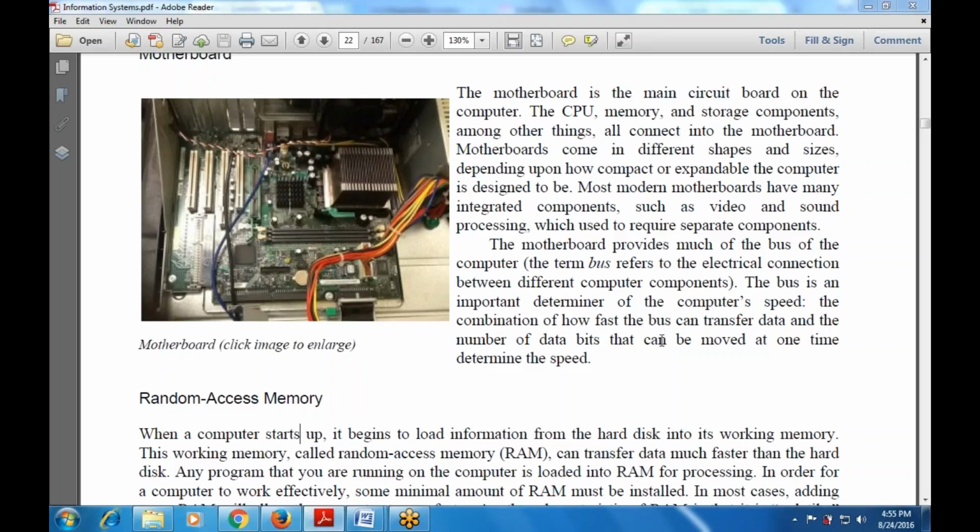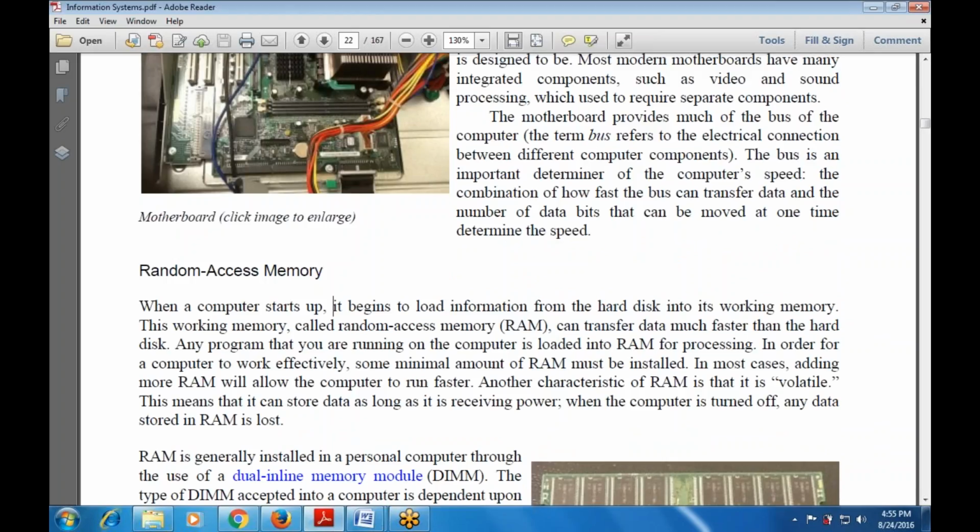Okay. So RAM is random access memory. When a computer starts up, it begins to load the information from the hard disk into its working memory. Automatically the data goes into this working memory, which is known as the RAM.